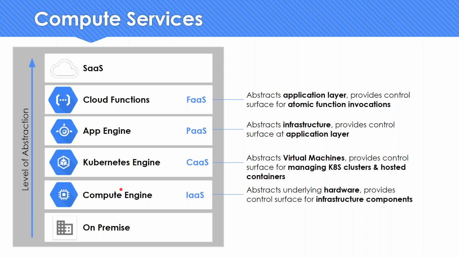So if you want more control, you can use the bottom options. If you want less control, zero operations, your focus is more towards writing code, all those things, up the ladder like cloud functions, app engine is going to come very handy. And there's an in-between product, I would say, between app engine and Kubernetes engine. I don't know what to name it as. It is called as cloud run.